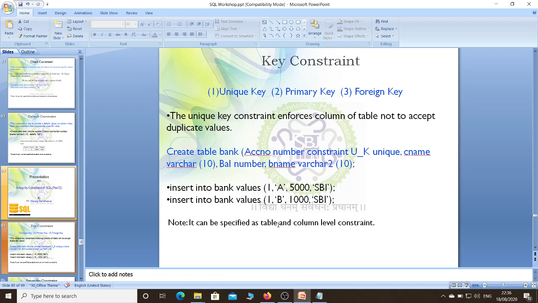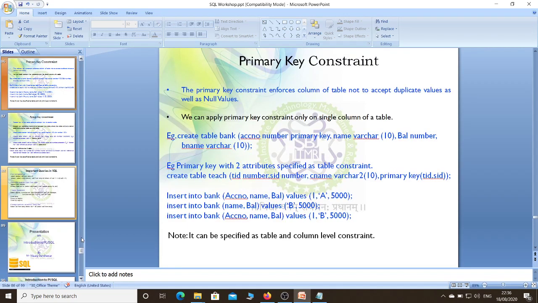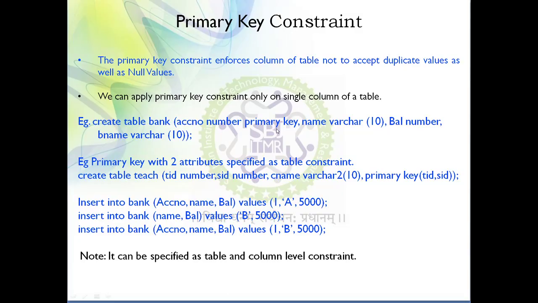It will not allow duplicate value to be inserted into a table. Now the next constraint is the primary key constraint. Now what is the use of primary key constraint? In what situation do you need to use primary key constraint?